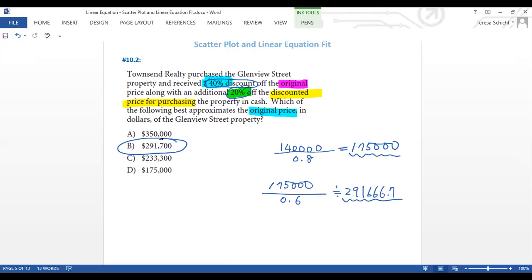Okay, like I said, part B is really not related to the scatter plot or the line of regression, but I guess they probably just want to test how to convert back to the original price before both discounts, like 20% and 40% here. Okay, that's it. So this is the unit where we talk about the scatter plot and the linear regression fit.